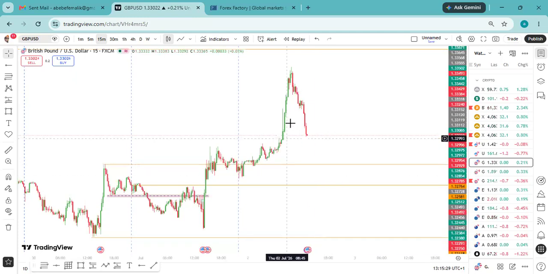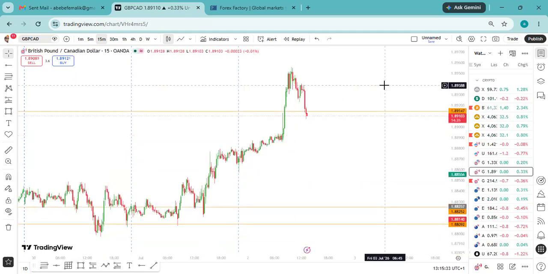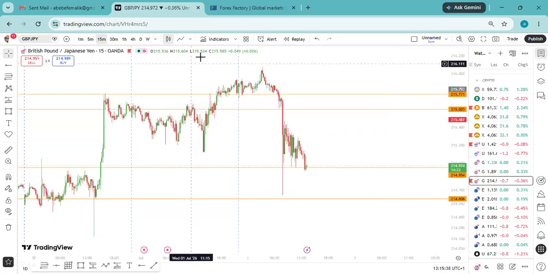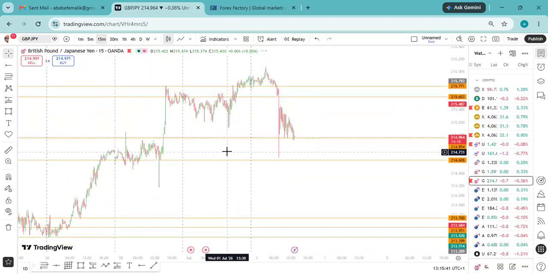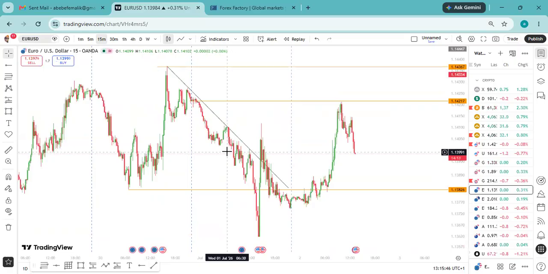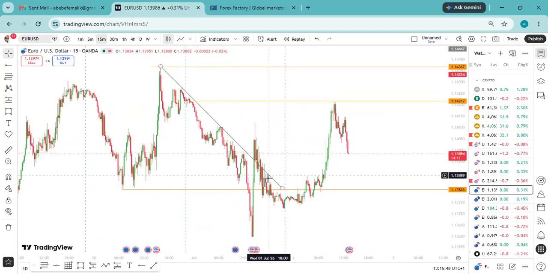So for GBP USD, I'll be looking for more buys on GU. Same thing as GBP CAD. GJ, I'm not too certain of GJ. I guess it's going to sell, but I'm not even going to trade that. Euro USD, I should be looking for more buys on Euro USD.